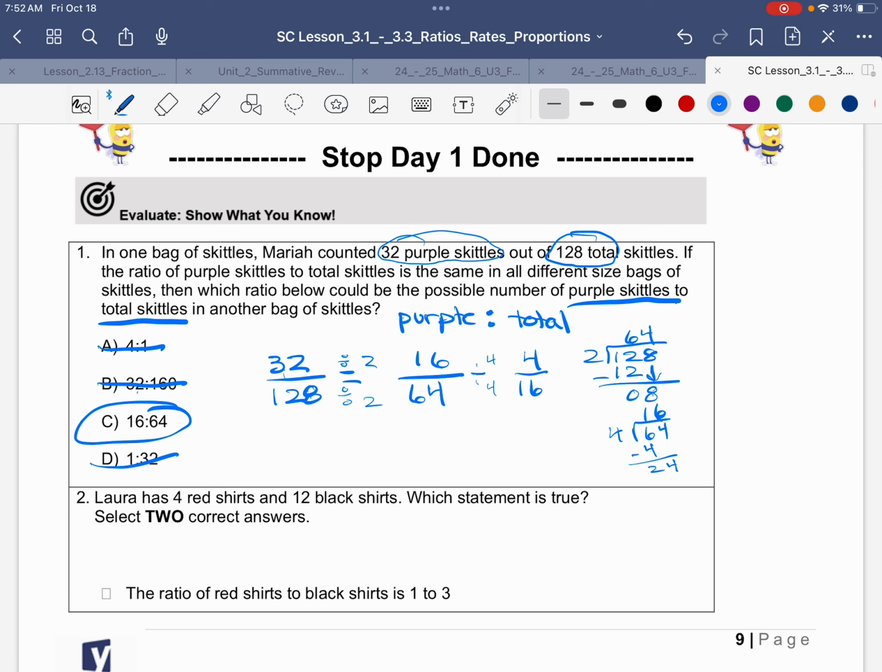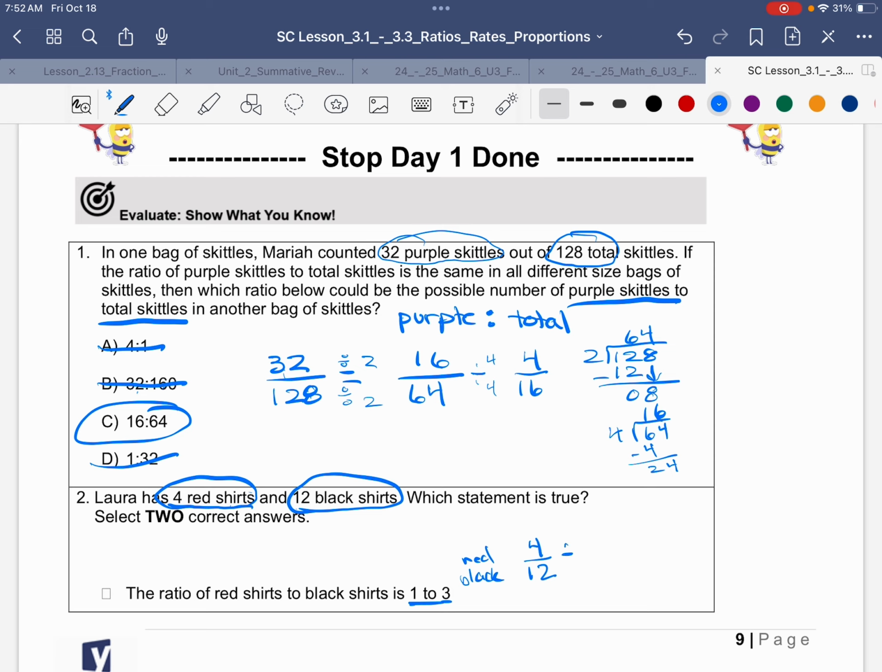All right, number 2. Laura has 4 red shirts and 12 black shirts. Which statement is true? Select 2 correct answers. So the ratio of red shirts to black shirts is 1 to 3. So they're saying red to black. Our red is 4. This is 12. So we're saying, is our ratio of red to black 1 to 3?